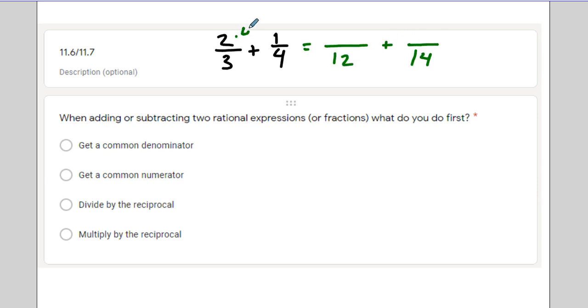So I multiply this top and bottom by 4, this top and bottom by 3. That's going to be 8/12 plus 3/12. This is 12ths. There we go. 8/12 plus 3/12, that would be 11/12. But it said, what do you do first? You need to get a common denominator in order to add fractions. The tops are the number of the pieces, the bottoms are the size, and you need to get like size first.